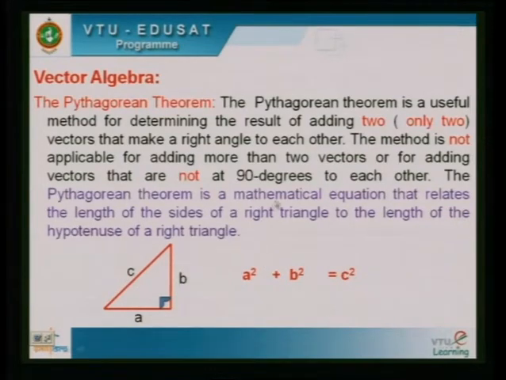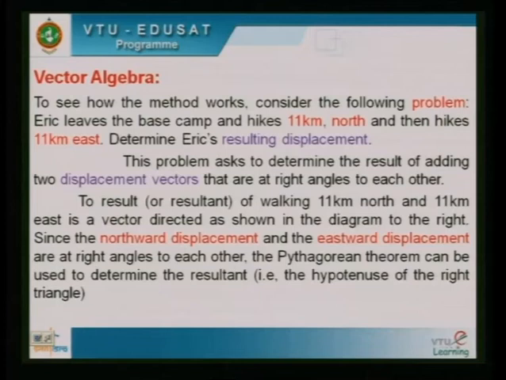Now I want to use this concept to solve a particular problem. Particular problem means we can consider a simple real world problem. We want to use the Pythagoras theorem. So consider the following problem. Eric, the name of a person, leaves the base camp and hikes 11 km north. I hope, friends, you know the meaning of hikes. Hikes means people can go for a long walk. So 11 kilometer north and then hikes 11 kilometer east. Determine Eric's resulting displacement.